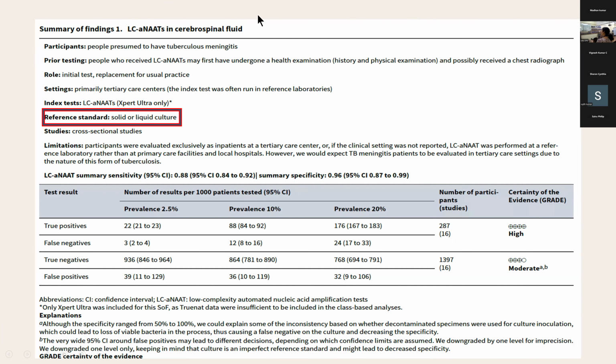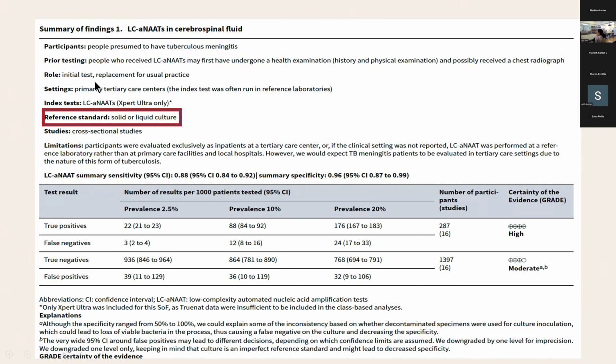They then give you a summary of findings table. So this is a summary of findings for CSF, and the reference standard here is only culture positive, not the composite one. So the pooled sensitivity and pooled specificity. They also give you different prevalences. Remember last time we discussed that your positive predictive value and negative predictive value change based on your prevalence. So they have given you values at different prevalence points, so you can interpret it accordingly. Now, this group, the true positives and false negatives, are the disease positive group. This is the disease negative group.